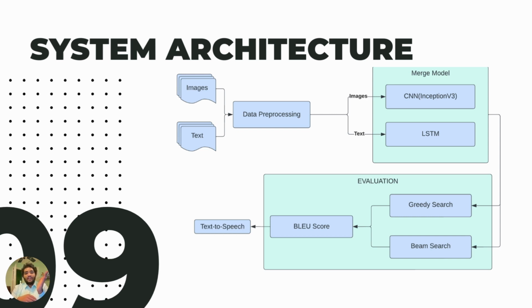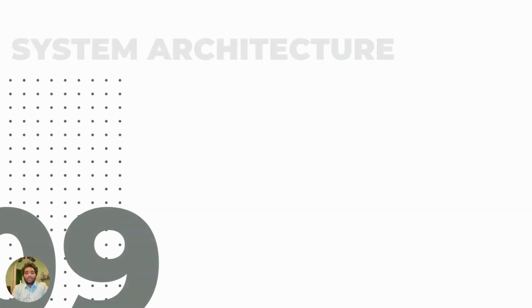This was done with greedy search and beam search methods, and these two search methods were further evaluated by BLEU score, which compares the generated text with the testing data and gives a score accordingly.